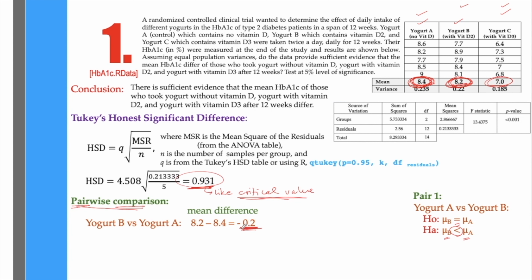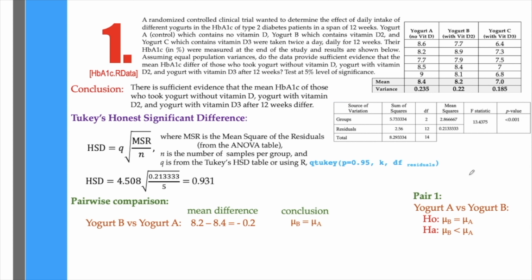So, since negative 0.2 does not exceed negative 0.931, so it is like you have a critical value which is negative 0.931, and negative 0.2 is just somewhere here. So, if this is your rejection area, then you're not going to reject the null hypothesis. So your conclusion here is that in favor of the null hypothesis, the mean HbA1c of those who took yogurt B is equal to those who took yogurt A.